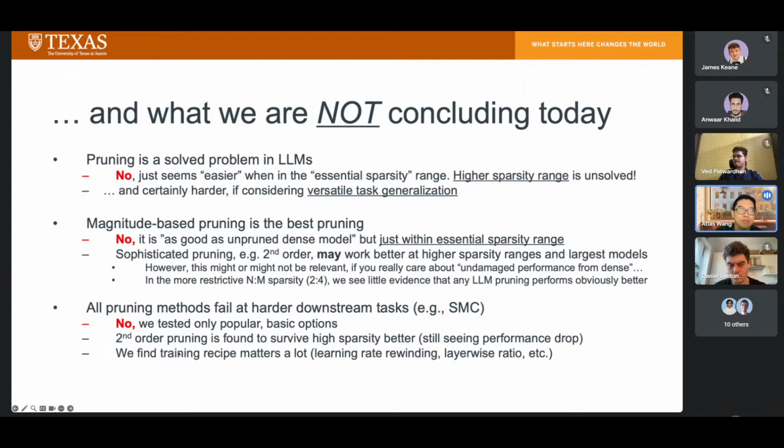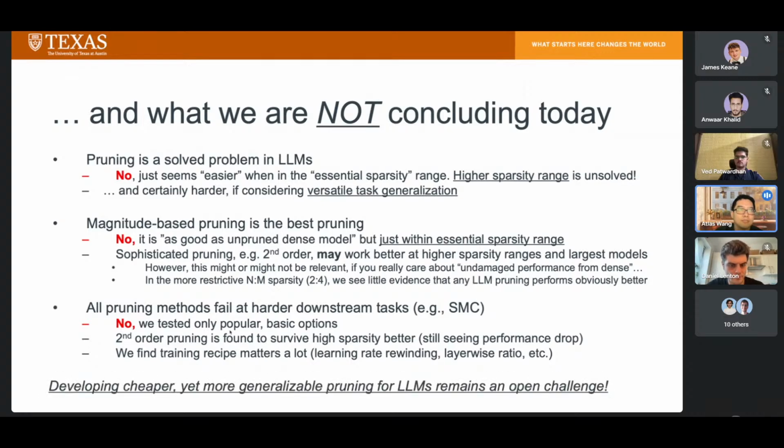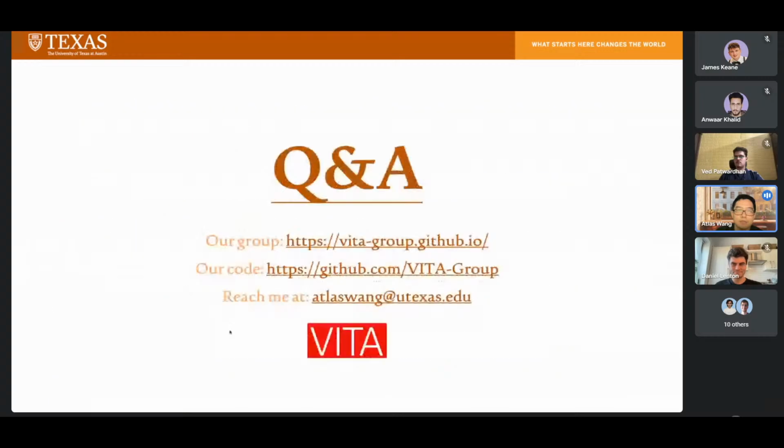So these are the real hidden heroes of the best pruning methods we care about, not the fancy pruning algorithms themselves. The overall message I want you to take away is that developing cheaper yet more generalizable pruning methods on large foundation models remains an open challenge, but there is opportunity. We could go for cheaper pruning. With that, I'm able to conclude my talk on time, and I would like to thank you for having me today again.